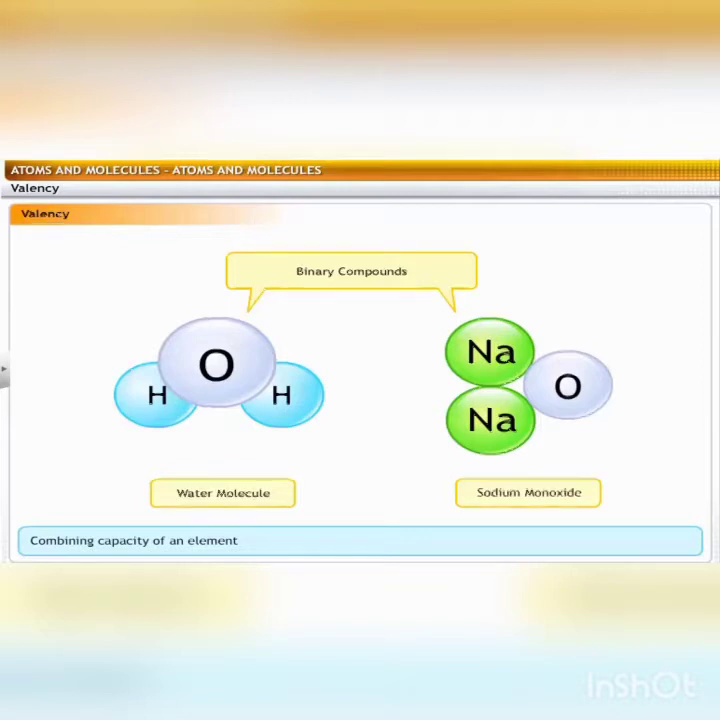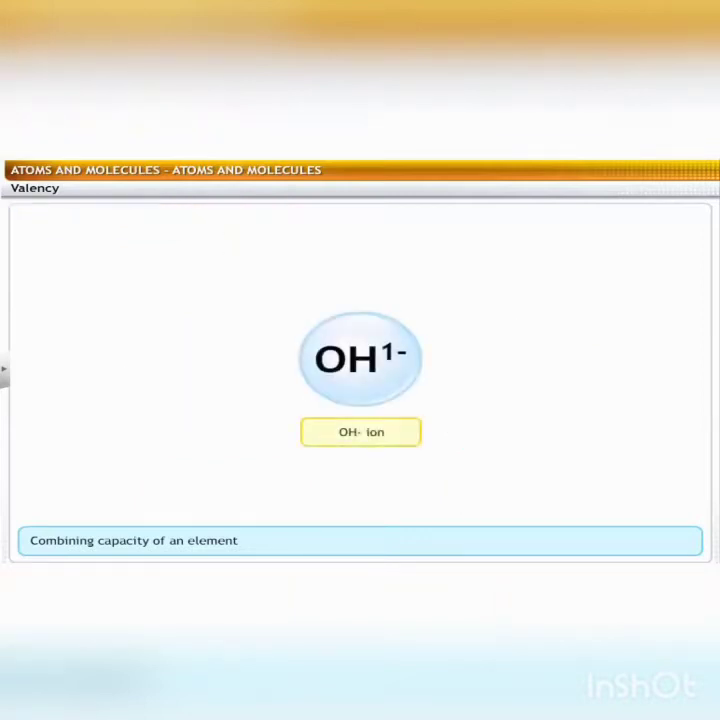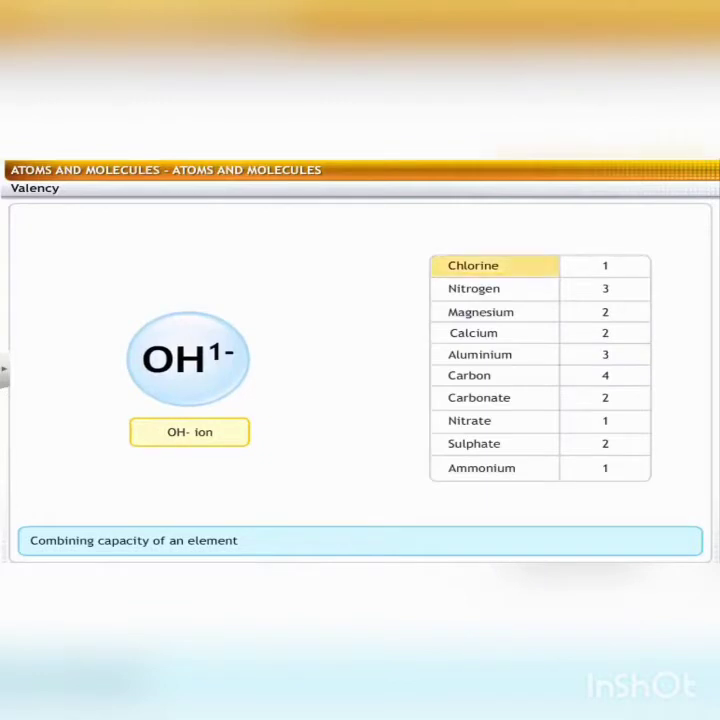Some compounds have more than 2 elements, or a group of elements has ions. For example, the hydroxide ion, that is OH minus ion, has 1 oxygen and 1 hydrogen atom and has valency 1, that is why we are representing it as OH1 minus. Here the valencies of some common ions are given in the table.